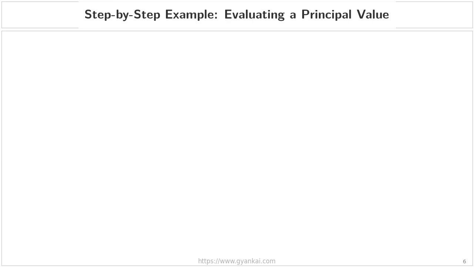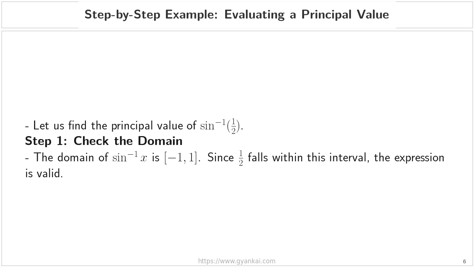Step-by-step example, evaluating a principal value. Now that we have understood the theory and the standardized table of branches, let's put everything into practice with a concrete example. We are going to find the principal value of the inverse sine of 1/2. First, we must check the domain.